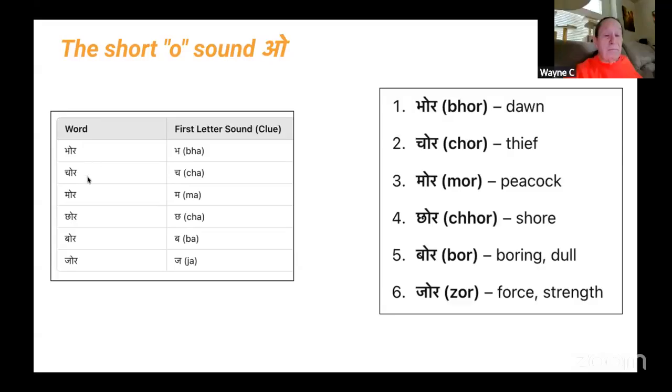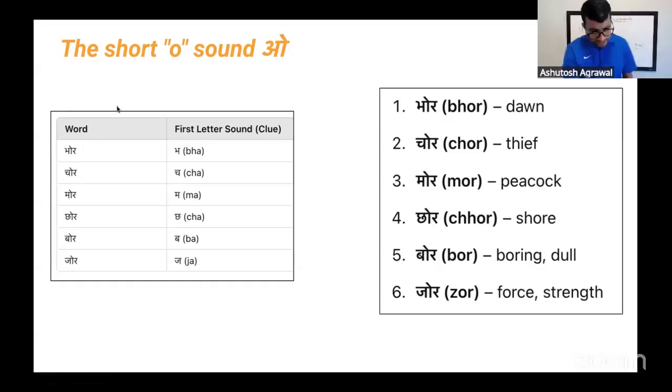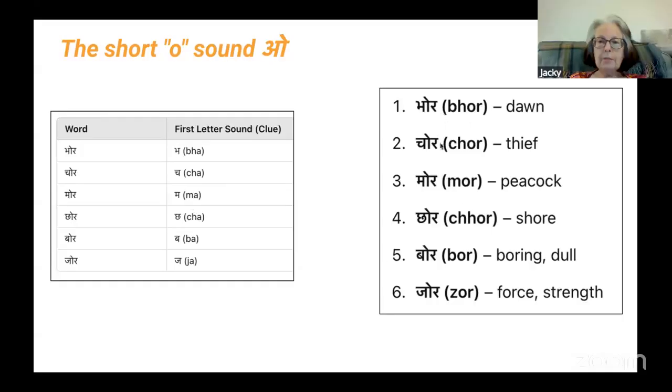Okay, Wayne ji. Bore, chore, more, chore, bore, and jor. Amazing. Jackie ji, same thing. Don't look at this one now, just look directly at these, right hand side. Bor, chor, more, chor, bor, zor. Okay, Sebastian ji.